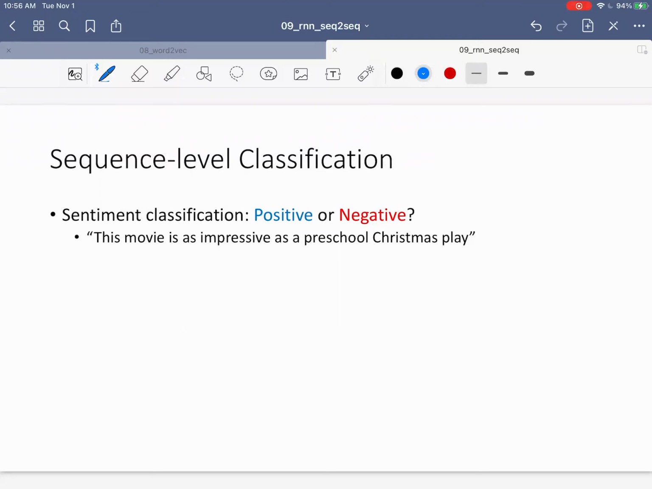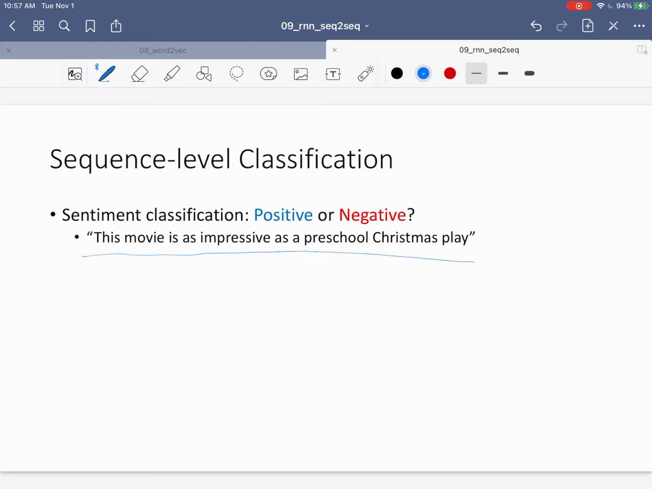So, sequence level classification: sentiment classification. We're back to the original application. Is the given sentence positive or negative sentimentally? Is it a positive emotion or a negative emotion? If you read the sentence: this movie is as impressive as a preschool Christmas play.